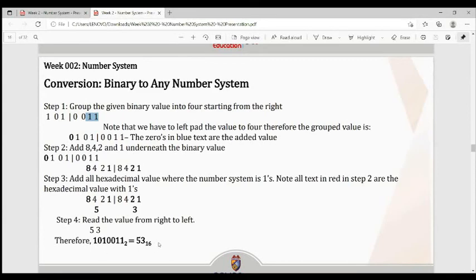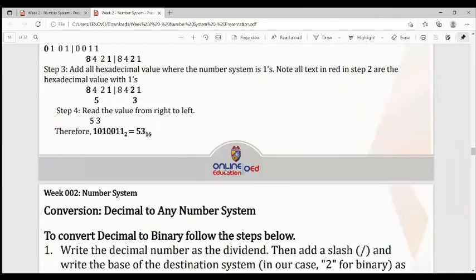So, instead of base of 8, kasi base of 8, that is octal, 16 ang gagamitin natin kasi hexadecimal yung ginamit nating conversion of binary. So, binary to hexadecimal. So, that's how we convert a binary to hexadecimal.